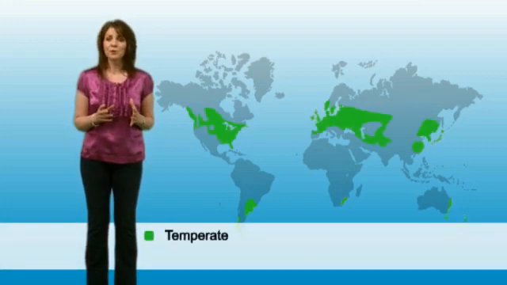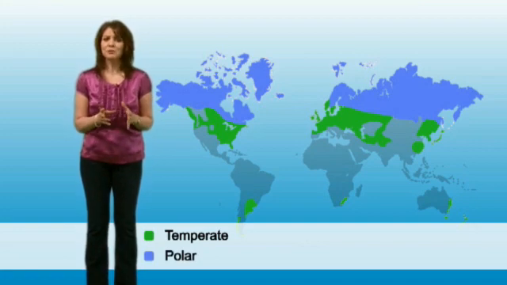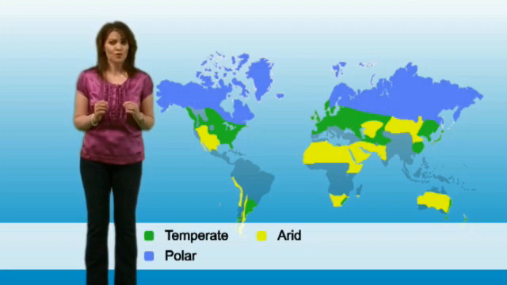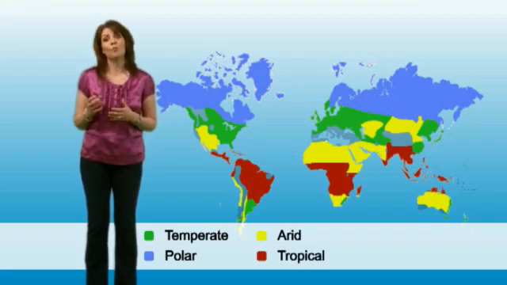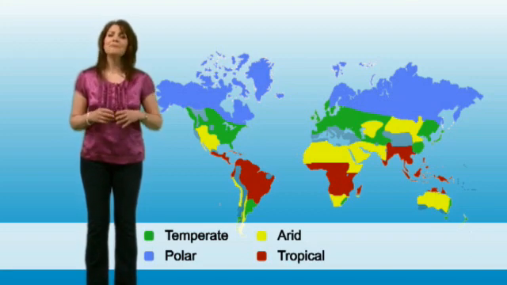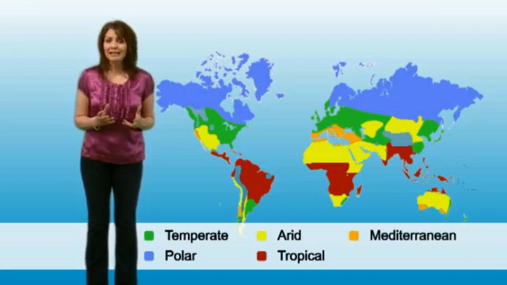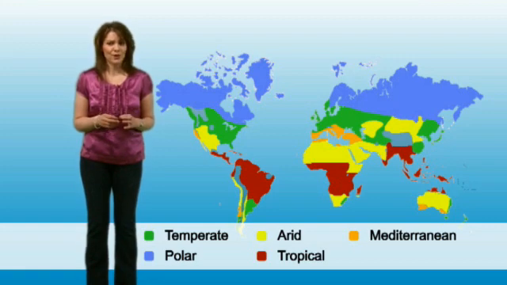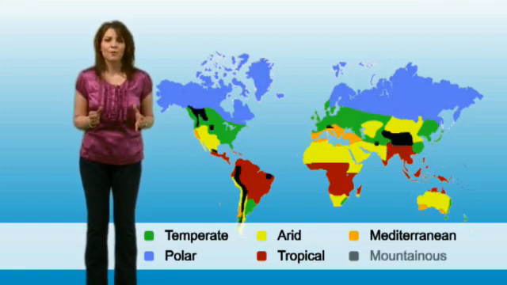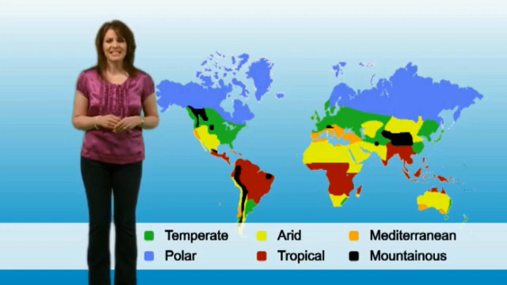There are 6 different climate zones. These are temperate, where winters are cold and summers are mild. Polar, where it's very cold and dry all year round. Arid, where it stays dry and hot. Tropical, where it stays hot and wet all of the year. Mediterranean, where the winters are mild and the summers hot and dry. Mountainous, where it stays very cold throughout the year.